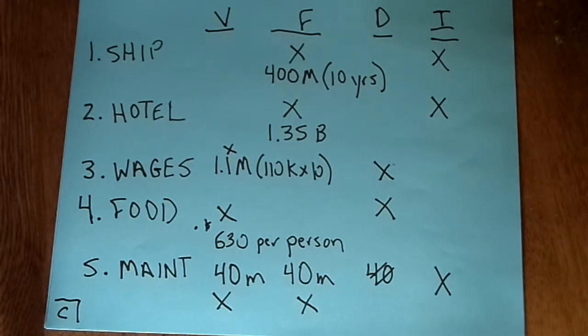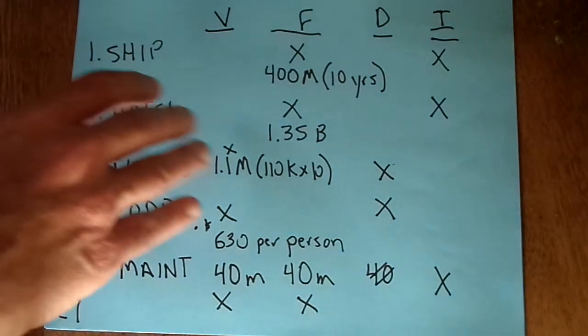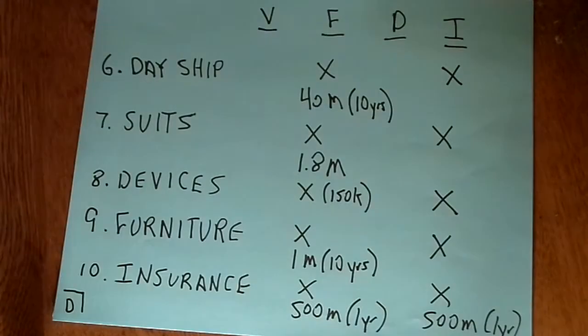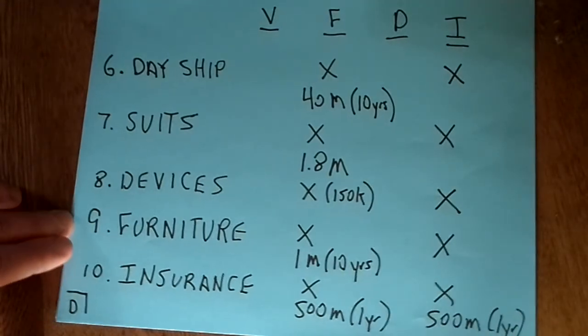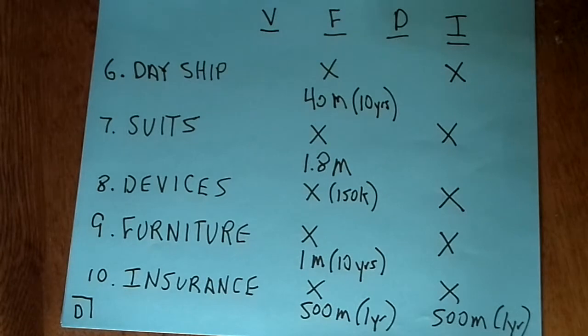$630 per person. Now, maintenance is the one item in the case study that has both a variable and a fixed component, each $40 million per year. So this is both variable and fixed, but I am deciding it's all indirect. It doesn't directly relate to any particular traveler's space flight.